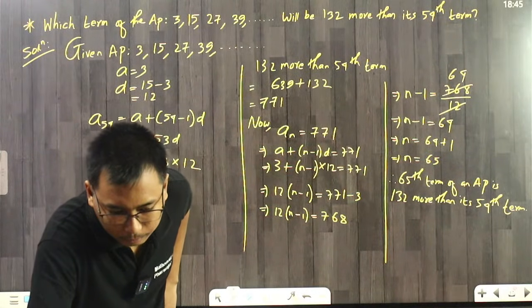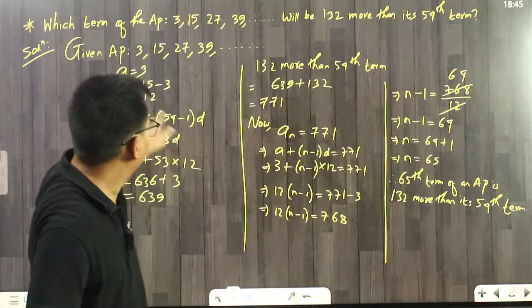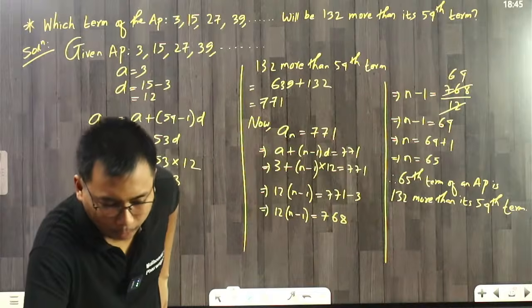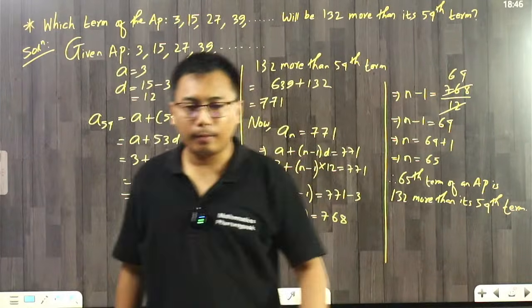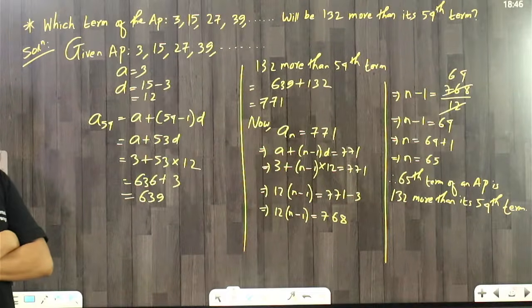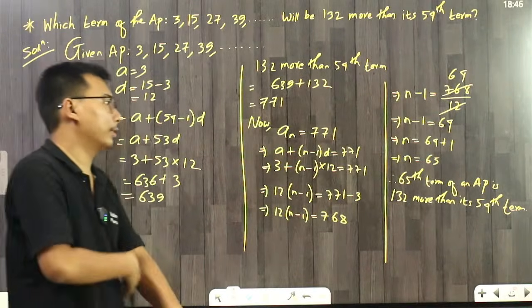The value of D is 12. That's why D is equal to 12. Okay. Shall we move on? So I think you can take a screenshot. Done? All right.